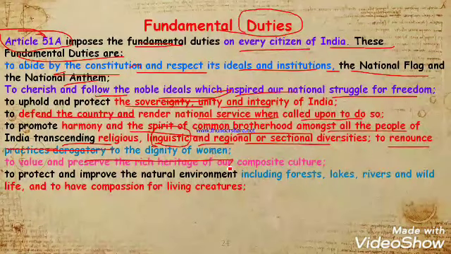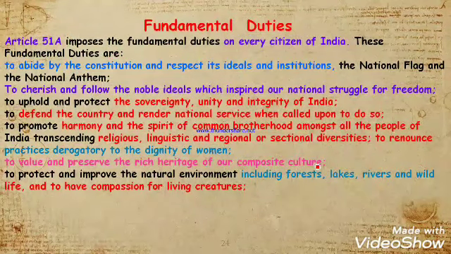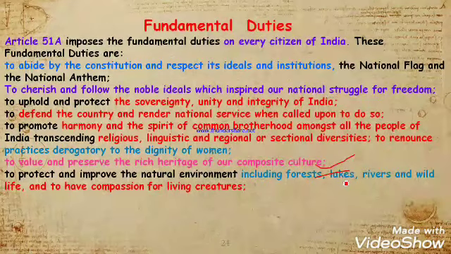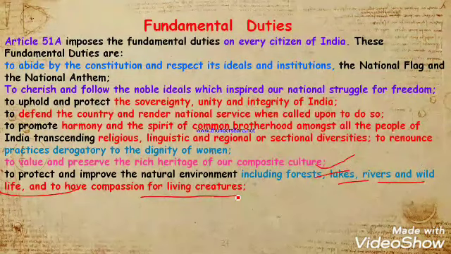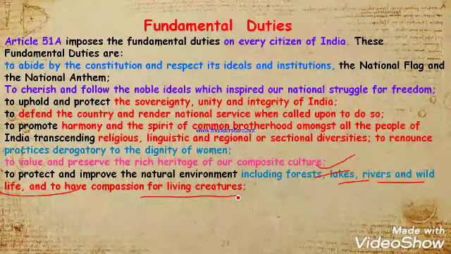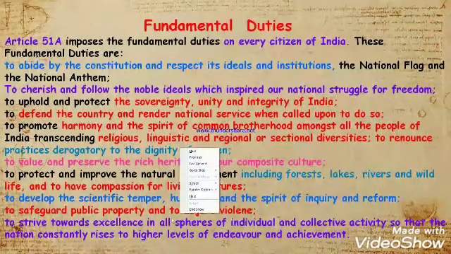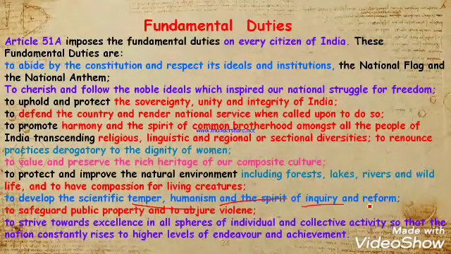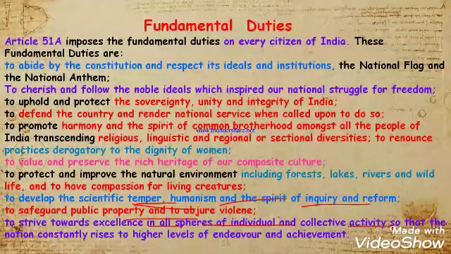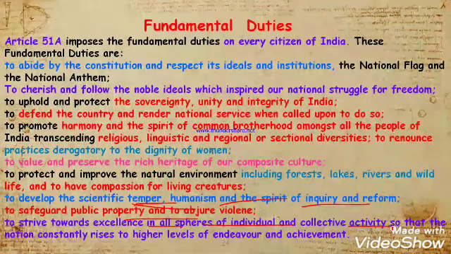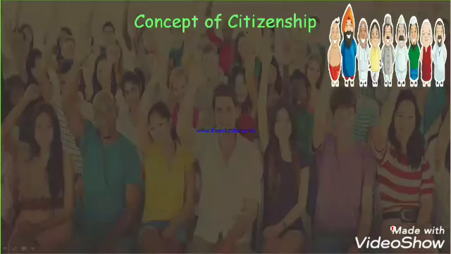Okay. So then the next one is to value and preserve our composite culture, which means we should always respect our culture and rich heritage. We should protect our environment like lakes, rivers, wildlife, and have compassion for living creatures, which means we should not kill any living creature. Then the next one is to develop the scientific temper, humanism and the spirit of inquiry and reform, to safeguard public property, to strive toward excellence in all spheres of individual and collective activity. It means we should constantly contribute to the growth of our nation.